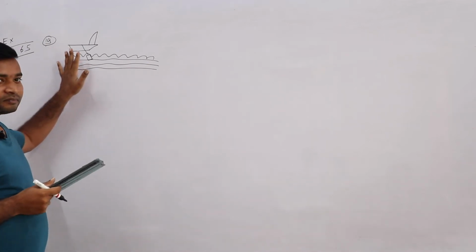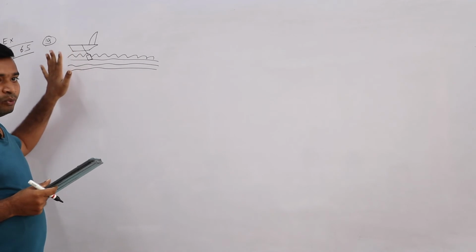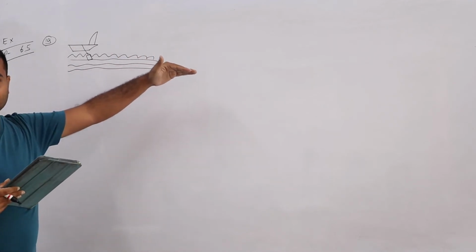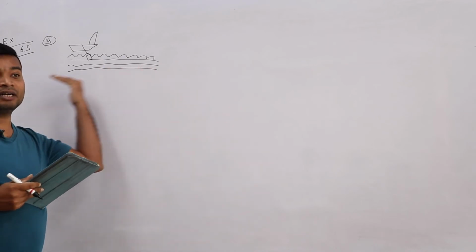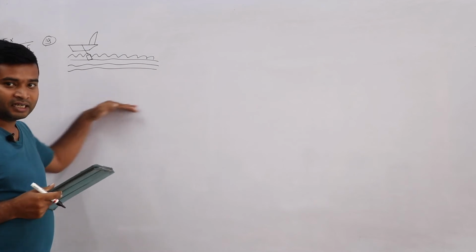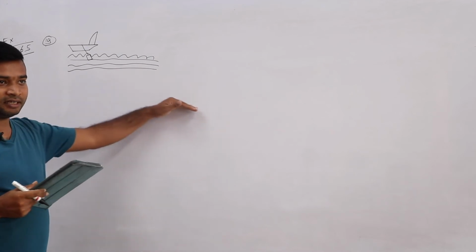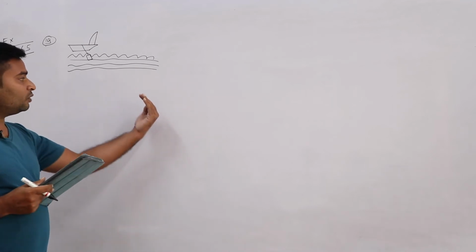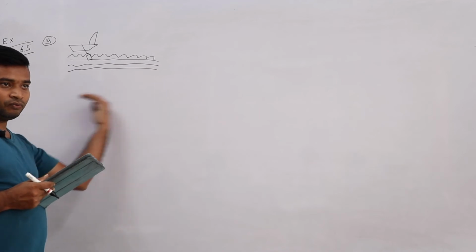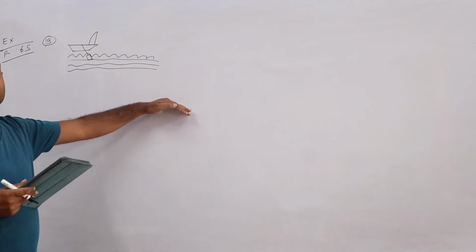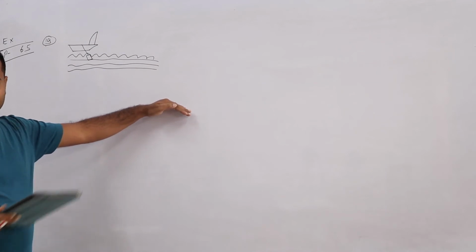So if the boat is going in the flow of water, flow of water is this side and boat is also going this side, this is called downstream. But if flow is this side and boat is going this side, this is called upstream.